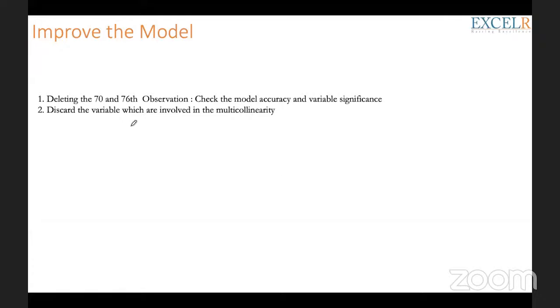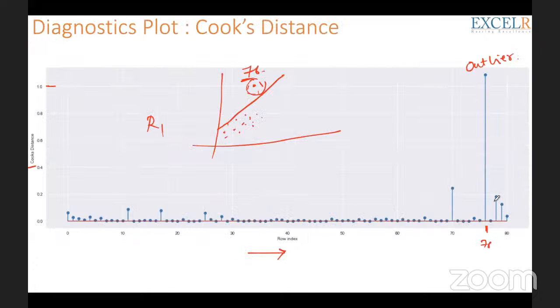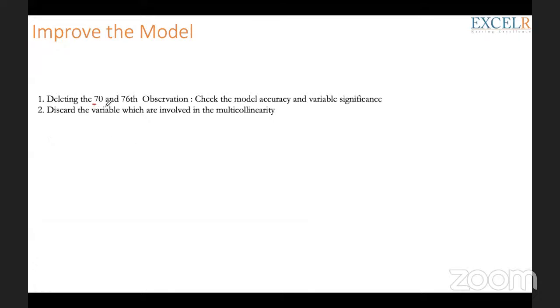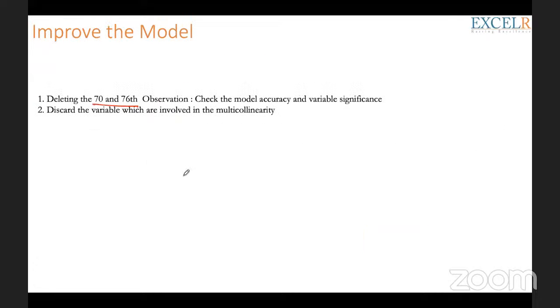Right. So as you see here, the 76th observation and 17th observation, and here also you can see the 76th observation. So this is an outlier, and here also this is a high leverage data point, and this is a high leverage data point. Remove the 70th and 76th observation from the data set. When you remove that, again we have to go for model building and check the accuracy. This process goes on until we don't find any outliers, and then we'll finalize the model.